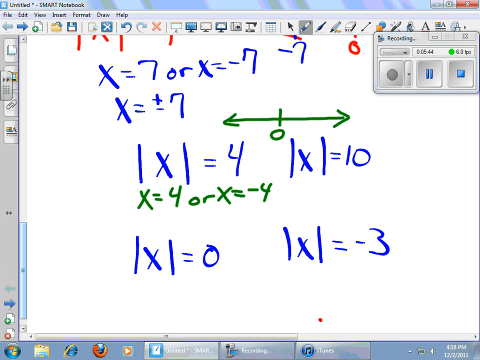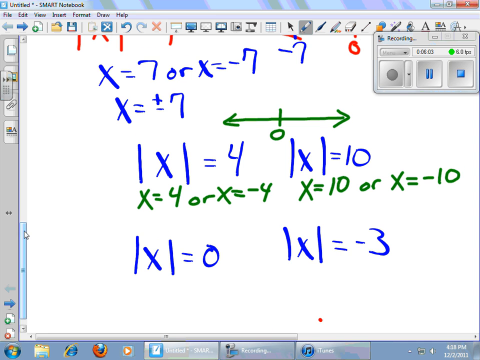This problem over here, the second one, absolute value of x equals 10, is a very similar problem. There are 2 numbers on that number line on opposite sides of 0 that are 10 units away. One is 10. The other one is negative 10.